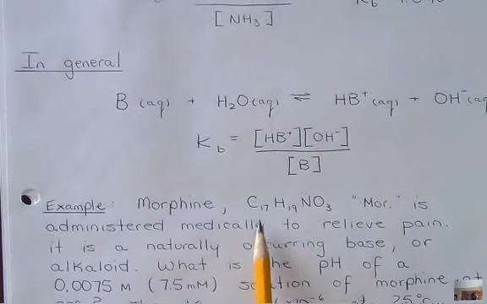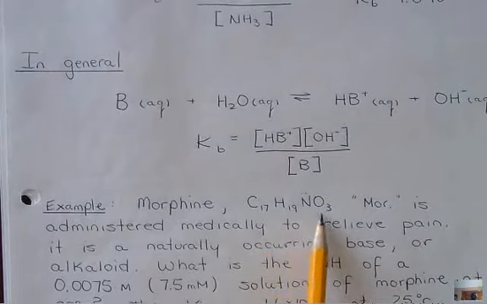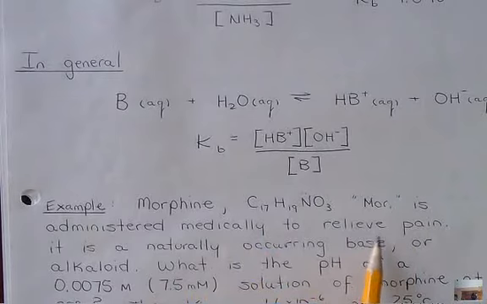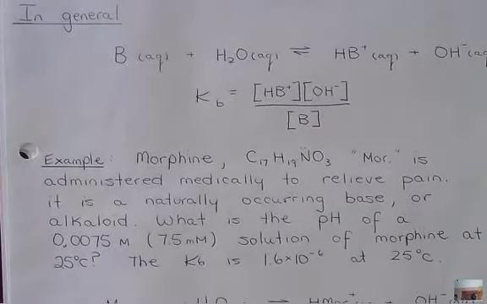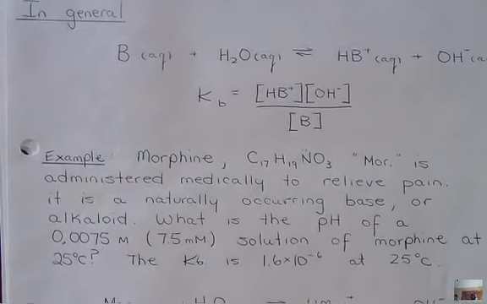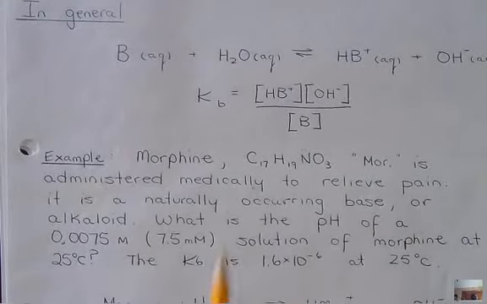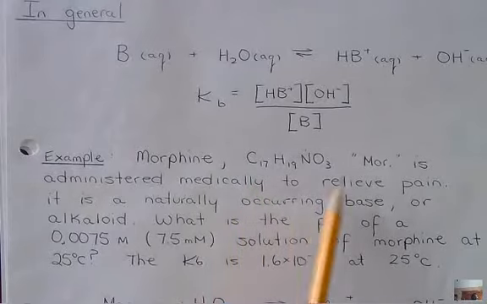So morphine, which is C17H19NO3, we're just going to abbreviate it as MOR, is administered medically to relieve pain. It is a naturally occurring base or alkaloid. What is the pH of a 0.0075 molar solution of morphine at 25 degrees? They give you the Kb. The Kb is 1.6 times 10 to the minus 6, and we're going to do the reaction at 25 degrees like we're going to do all of our reactions. So we don't have to write out the whole formula for the morphine every time.